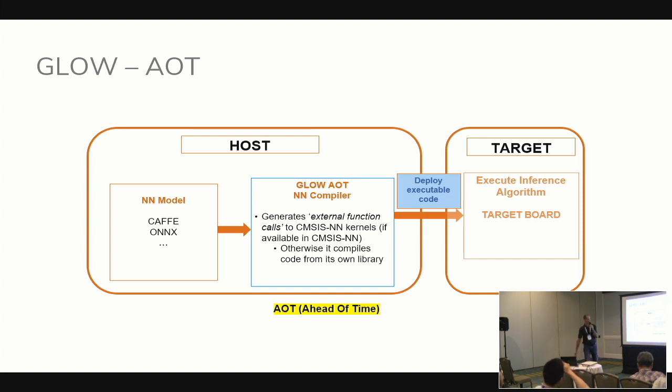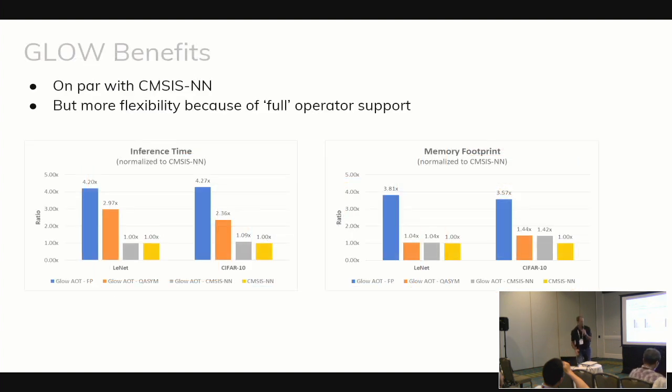Ultimately, if you started writing more optimized kernels for the back end, you could get better performance out of this. But this just shows, for LeNet and CIFAR-10 using GLOW compared to CMSIS-NN, we're pretty much at par with CMSIS-NN by itself, right? To me, that's the most optimal for that particular model. And the same thing is true for the memory footprint.